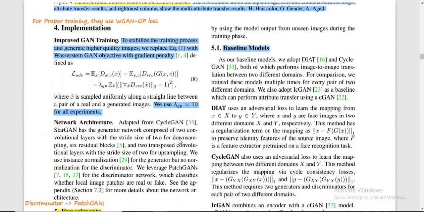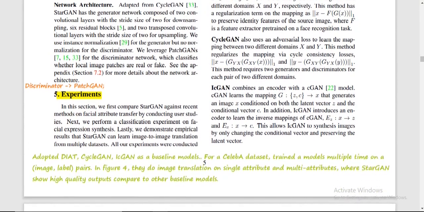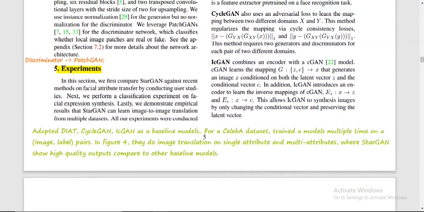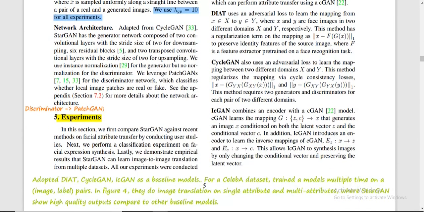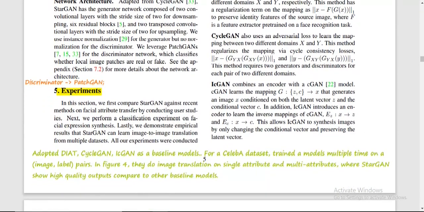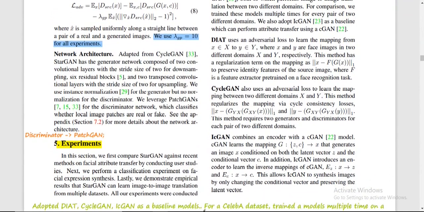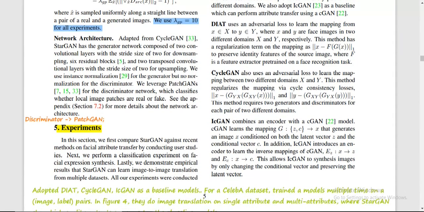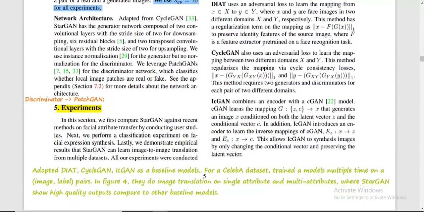So for the experiment, they use three baseline models. The first is DIAT, the second is CycleGAN, and the third is IcGAN. Again, if you want to learn about the DIAT, CycleGAN, and IcGAN architectures, go to the respective papers and read about them. I think it is not necessary to understand the architecture here, at least to understand StarGAN. These are the base models they use, and they compare the outputs of these three architectures to StarGAN.